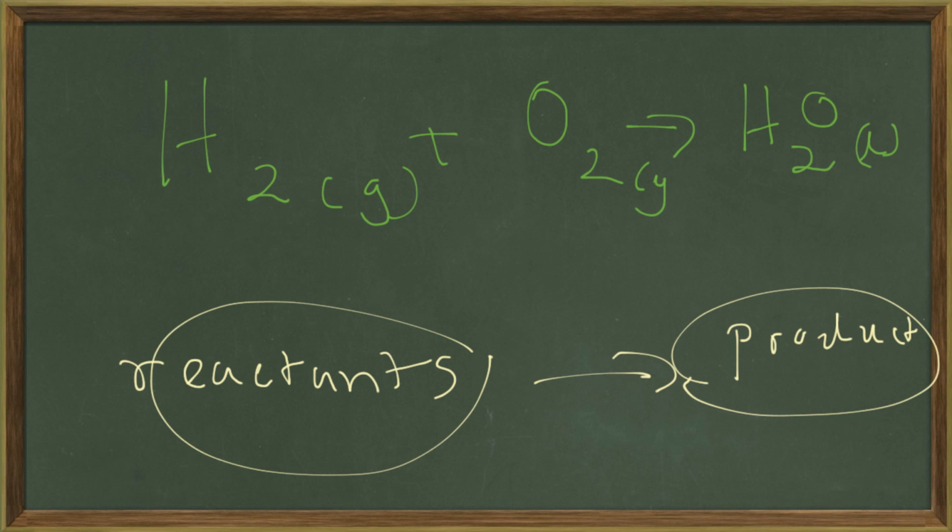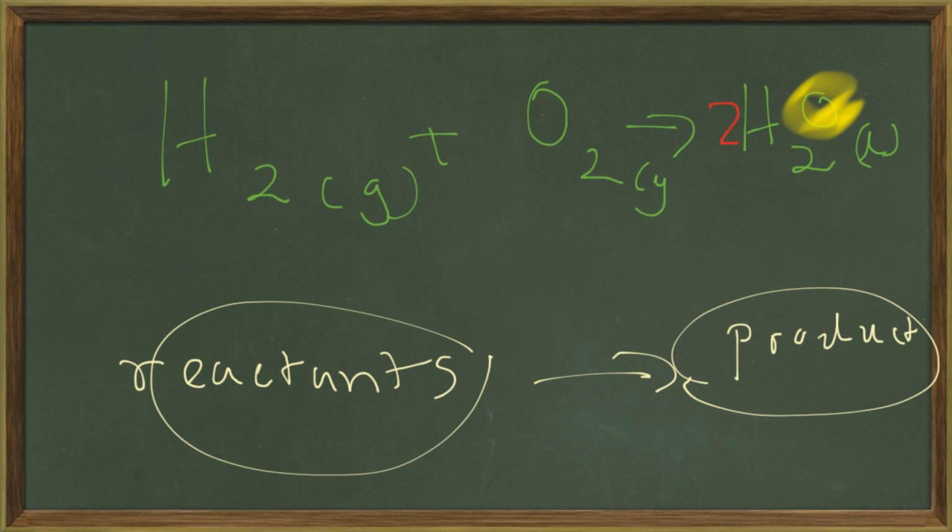In order to balance, you see they have two hydrogens in the reactant, and balancing means the number of atoms in the reactant side should equal the number of atoms in the product side. You have two hydrogens in the reactant side, you have two hydrogens in the product side, so hydrogen is good. You have two oxygen, but how many oxygen do you have here? You have only one oxygen. So in order to make it two, what are we going to do? We're going to put two in front of it.